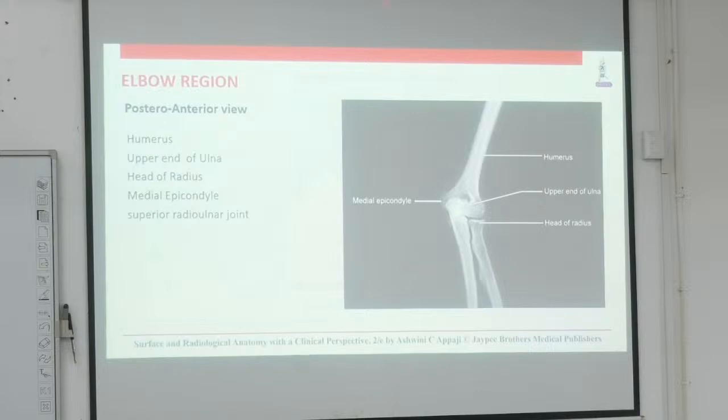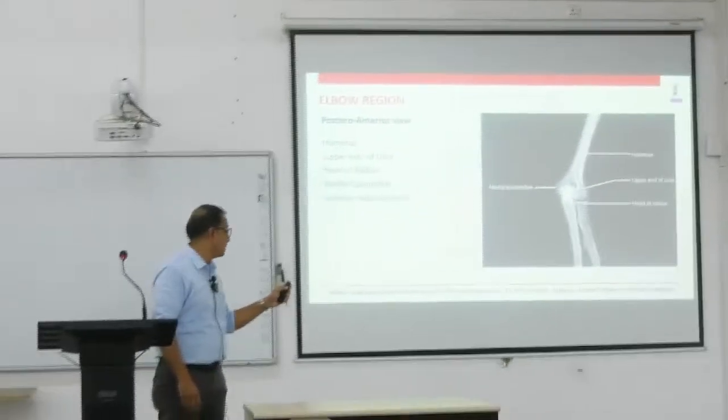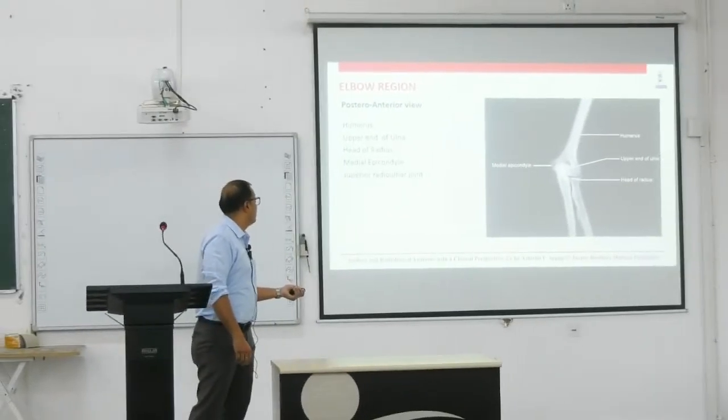Next, what we are seeing here, the parts of the bone: you mention the lower end of the humerus, the upper end of the radius and ulna, and which specific part, head or neck, etc. Whatever you are seeing here, that's what you have to mention, and this is what is expected. This is the bony shadow you are seeing in terms of this particular region, the elbow region.